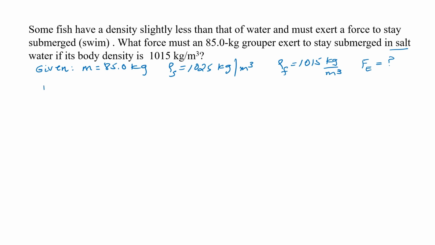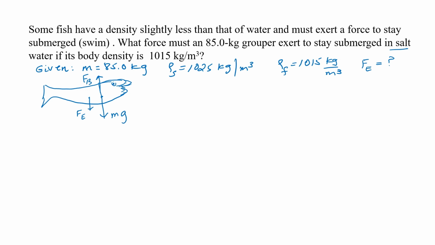Let's sketch the situation. So if you have a grouper, let's call this a fish. There is a force downward because of the gravitational acceleration, that's the gravitational force. And then there is a buoyant force upward. Let's call it F sub B. Since F sub B is greater than mg, the grouper has to exert a force downward. That force is F sub E, and this is what we are required to find.